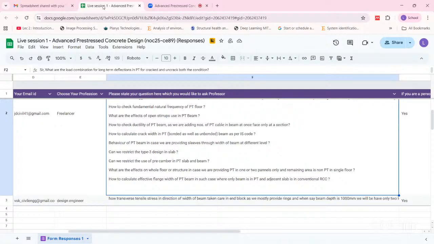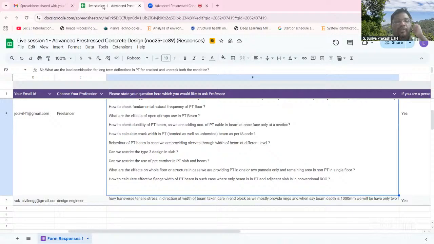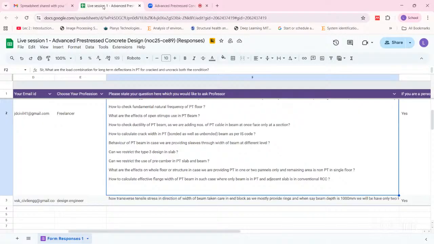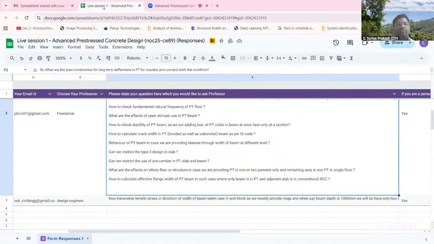Okay. Can we restrict type 3 design in slabs? What is the meaning of this? Sir, in the southern part of India, the majority of projects design PT slabs as type 3, allowing tensile stresses beyond 3 MPa. I think two-way slabs must not be type 3. They must be either type 2, or type 1 if water resisting. Why are we allowing type 3 design in two-way slabs?